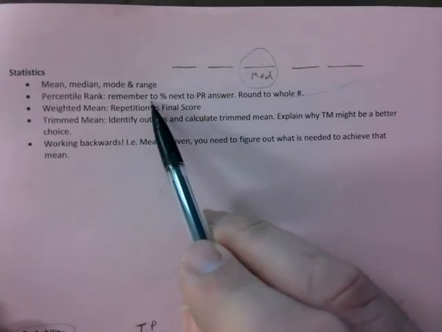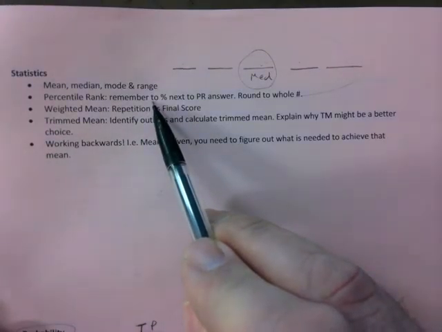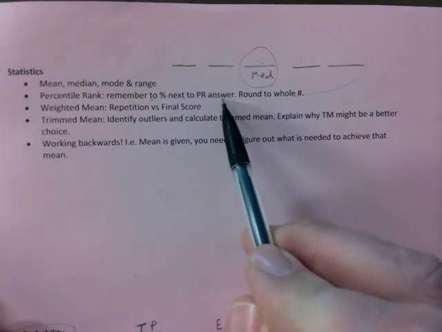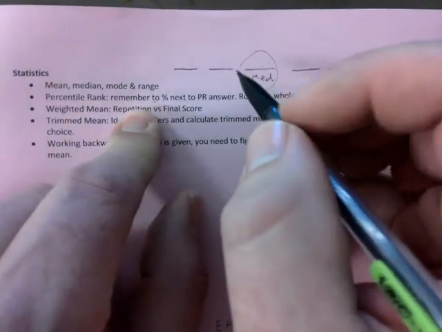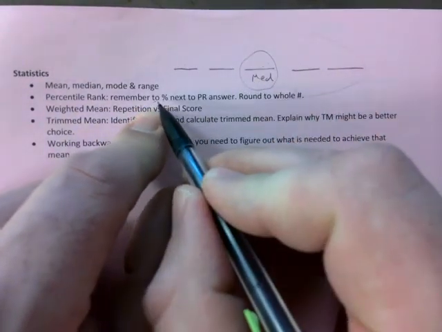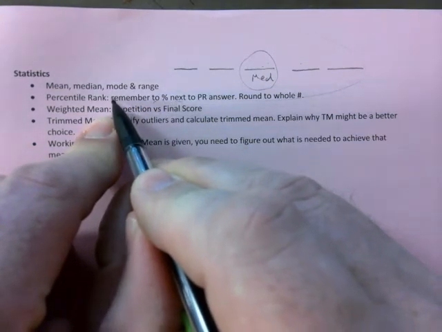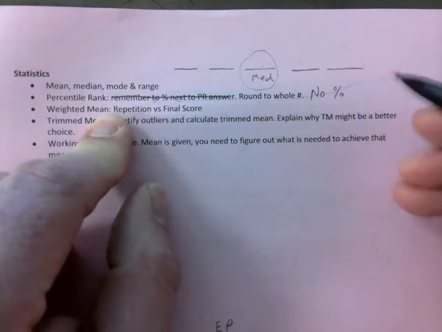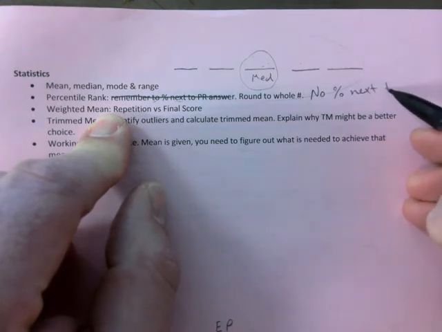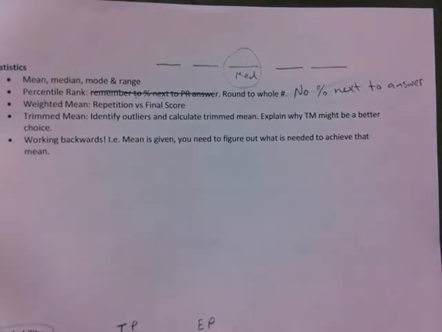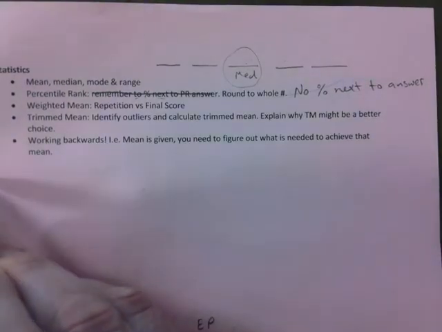Percentile rank, remember to percentage next to the PR answer. That is not right. Percentile rank, you should not have that. Okay, so let's scratch that part. You should have no percent next to the answer. That's what it should say there. Percentile rank, you should never have a percent at the end. Okay, so let's go PR here.